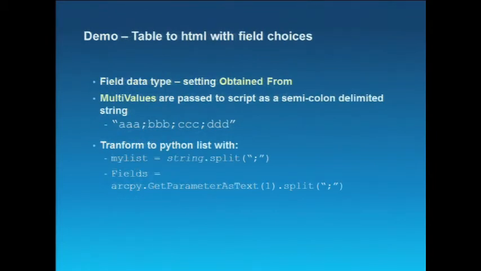I set that "obtain from." That's a really important property to know about a parameter. We're going to use it. We can use it in other ways too, but typically it's used for fields. Tell me which parameter you want me to get the fields from.